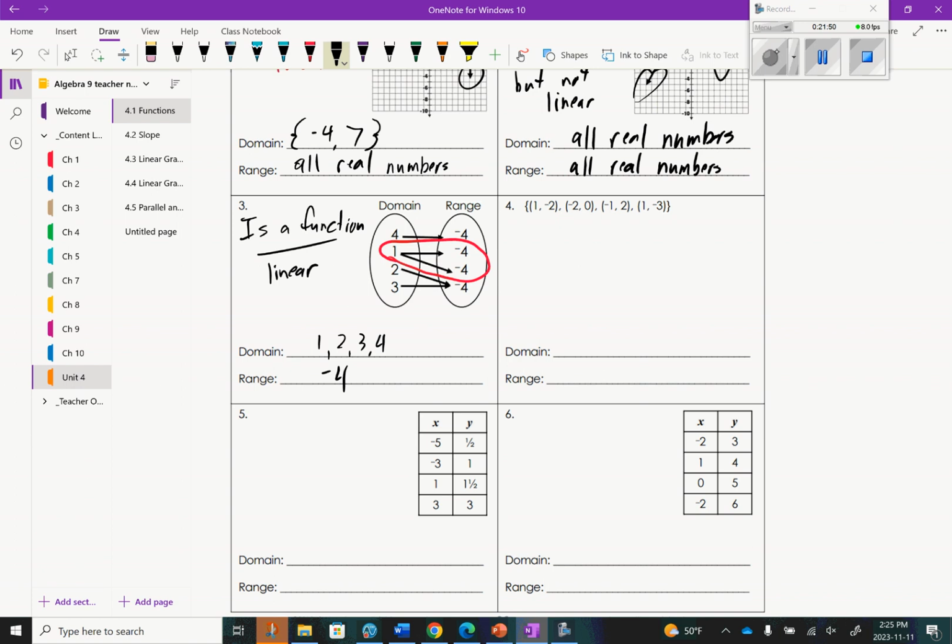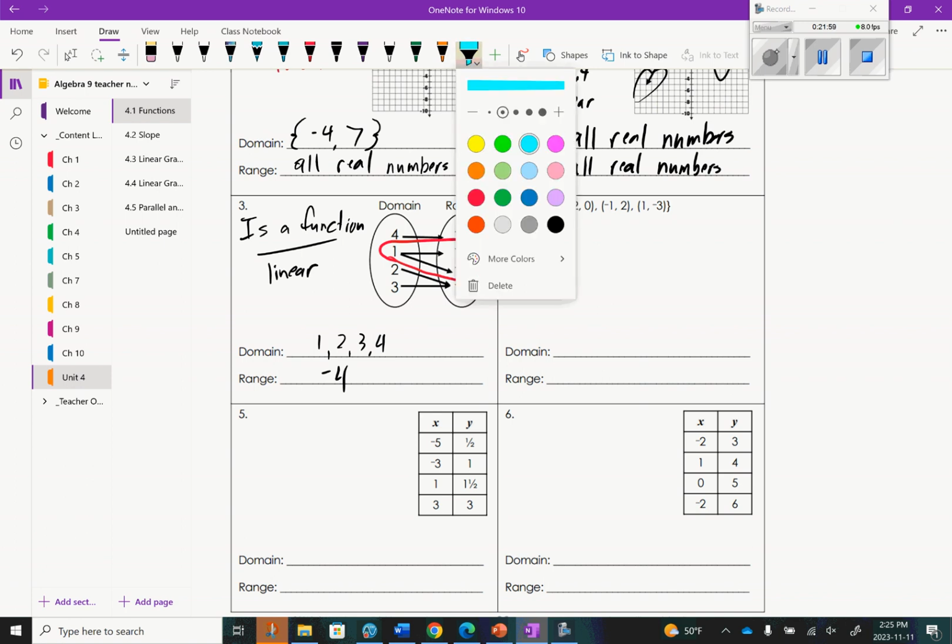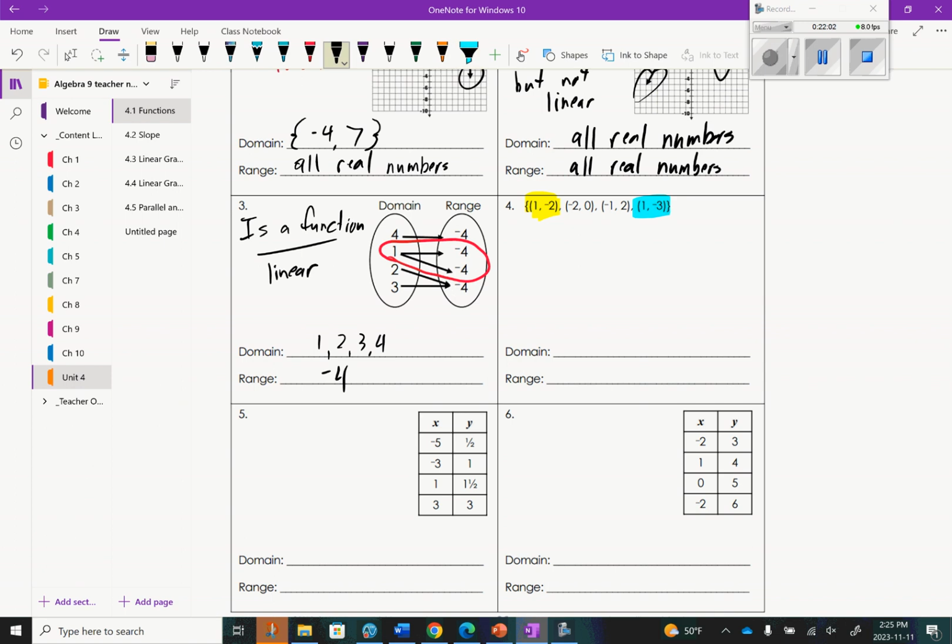Now compare number 3 to number 4, where we have the point (1, -2), and we also have the point (1, -3). This is not a function. For one value of x, specifically +1, we got two different values for y. We could still write out the domain as -2, -1, 1, and our range here is -3, -2, 0, 2.